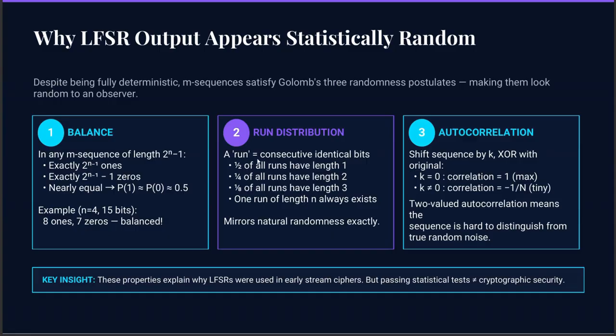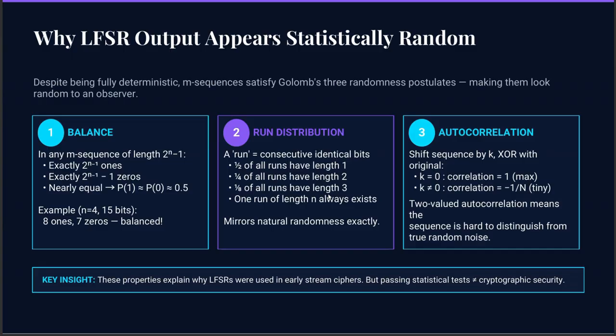The second property is run distribution. A run means consecutive repeated bits. For example, 111 is a run of length 3, 00 is a run of length 2. In an LFSR sequence, half the runs have length 1, 1/4 have length 2, 1/8 have length 3. This distribution closely resembles natural random behavior.